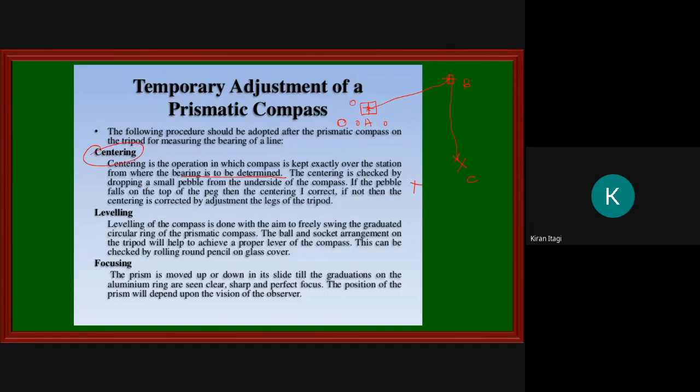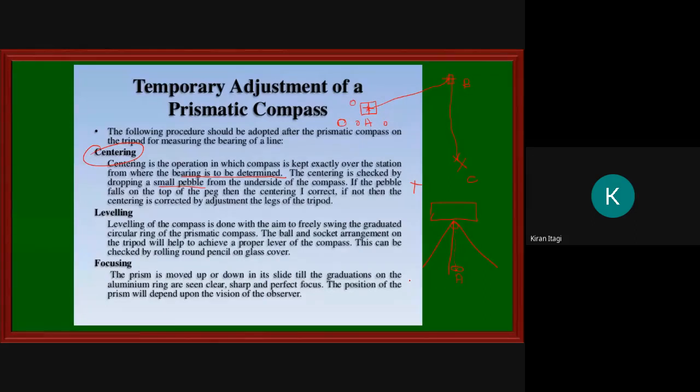Centering is checked by dropping a small pebble from the underside of the compass. If I draw the front elevation, this is my compass and this is my tripod stand. I will take a small stone and drop it. When I drop it, it will fall vertically. Suppose this is my station A. If I mark it here, the stone should fall on that point A only.